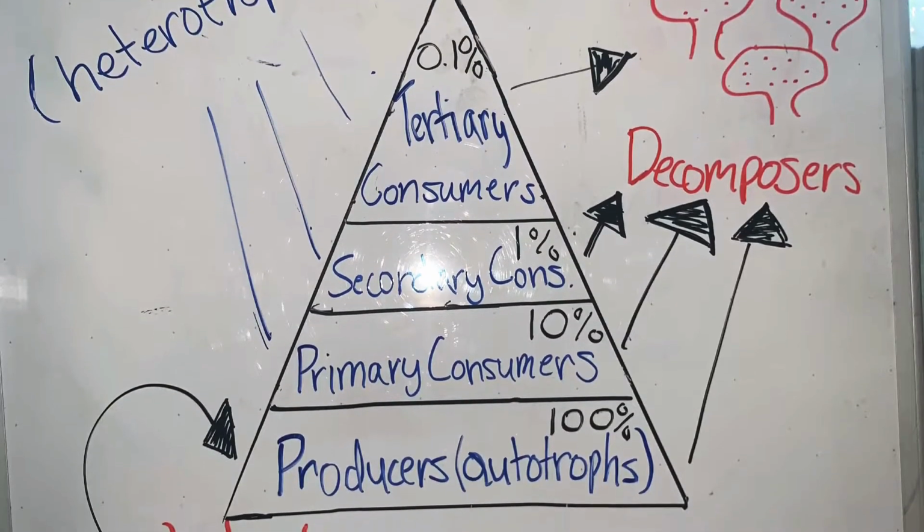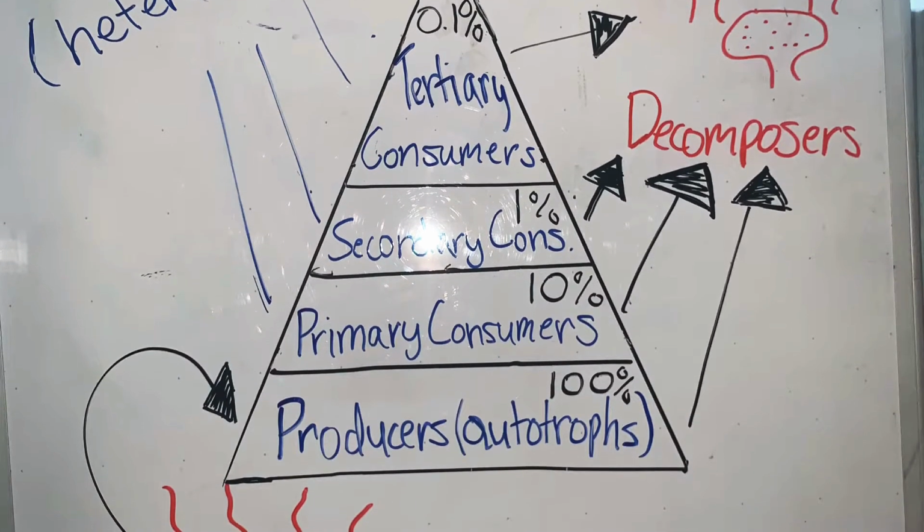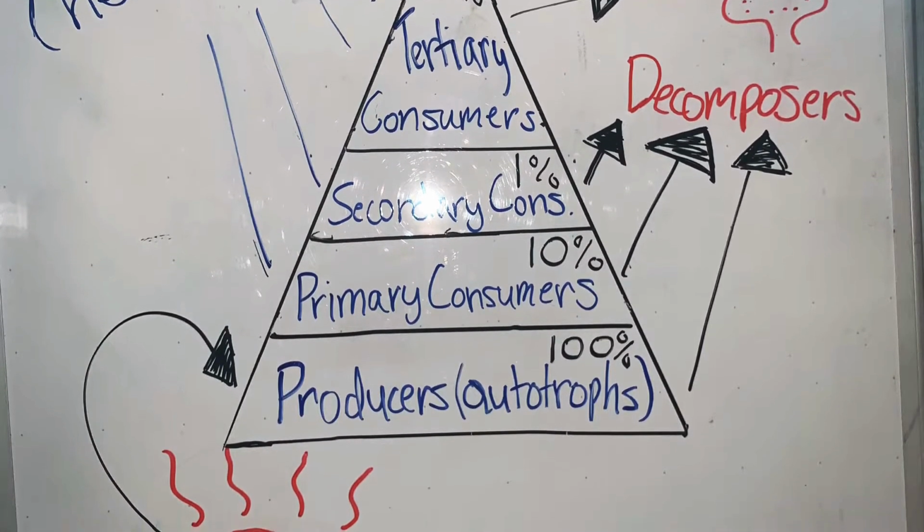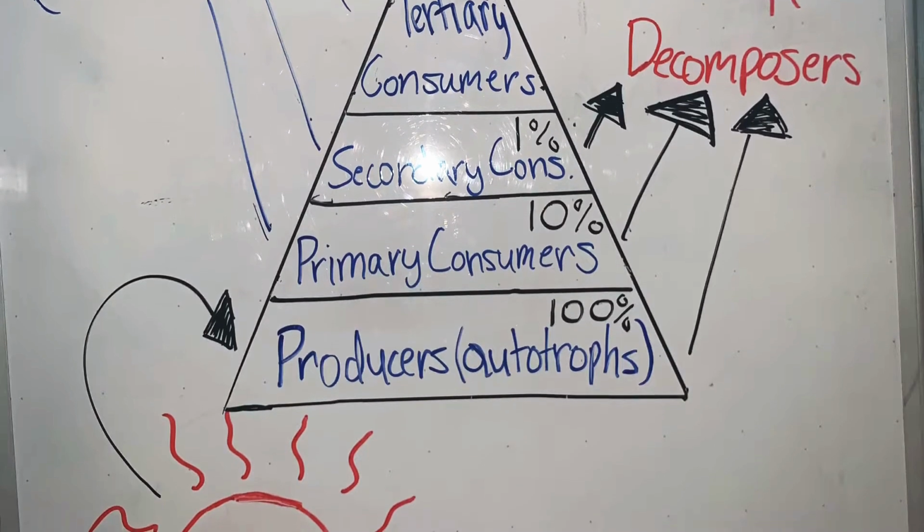Today's topic is food pyramids. So I have my little journal with me. I wrote down my notes. So food pyramids are basically just a pyramid-shaped model that are labeled from producers to consumers, showing a flow of energy.